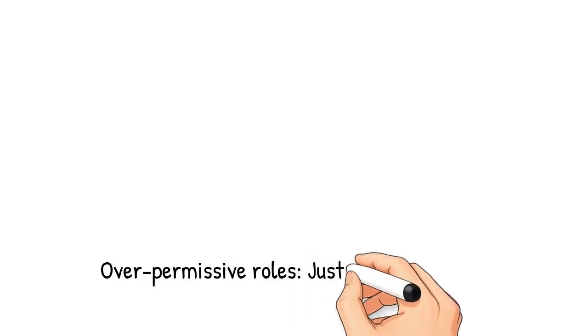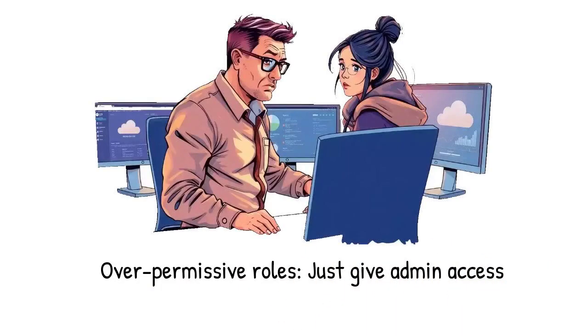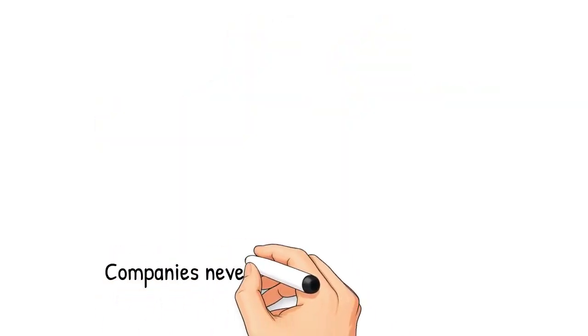Overpermissive roles. Just give admin access. This is the most common mistake in the world. A developer needs access to one S3 bucket, but instead of giving precise permissions, the admin gives administrator access. Why? Because it's easier. Because it avoids troubleshooting. Because we'll fix it later.